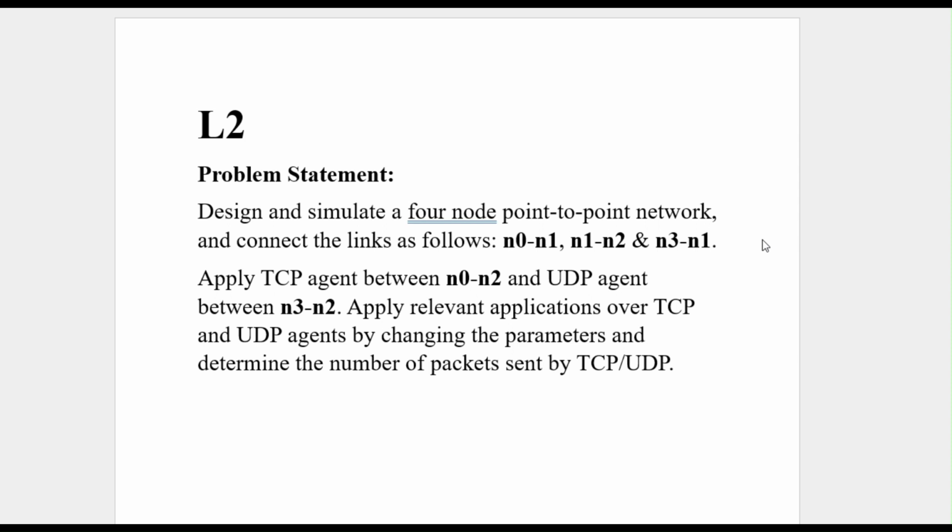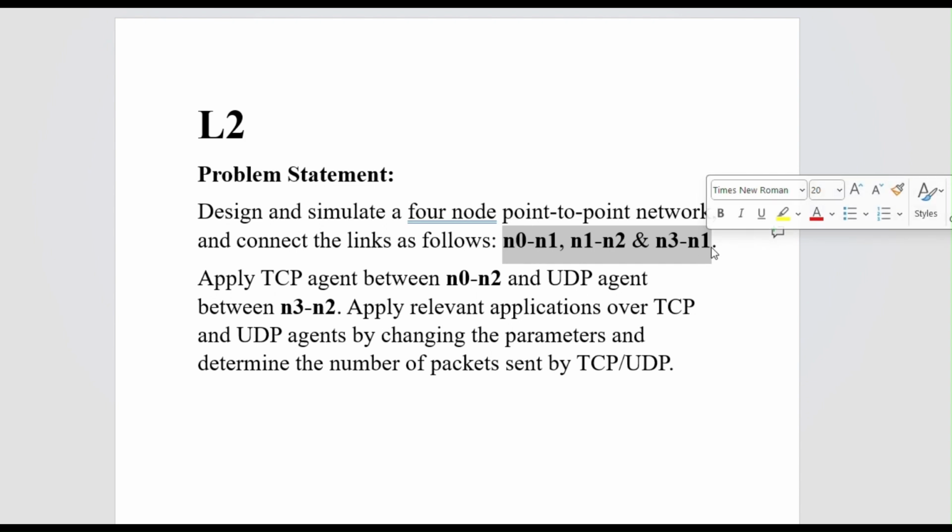Today let us discuss problem 2, that is design and simulate a 4 node point to point network and connect the link as follows. They have given the connection N0 to N1, then N1 to N2 and then N3 to N1. Okay, in the exam sometimes they may give N0 to N2, then N2 to N1, something like that. So you need to look at this properly. So I have highlighted this.